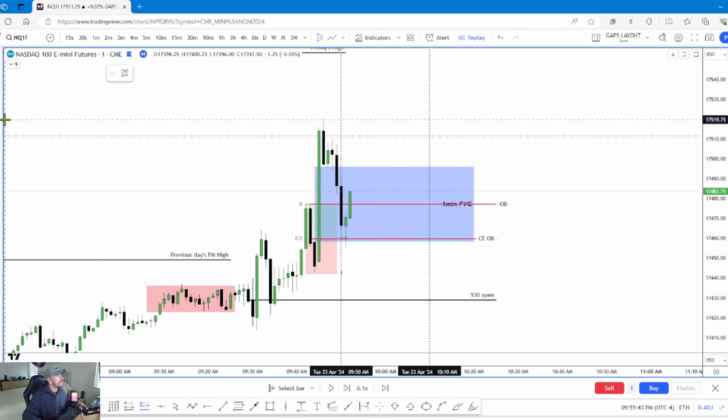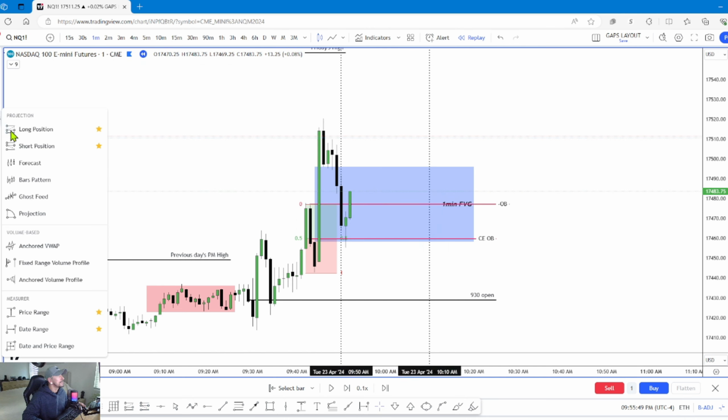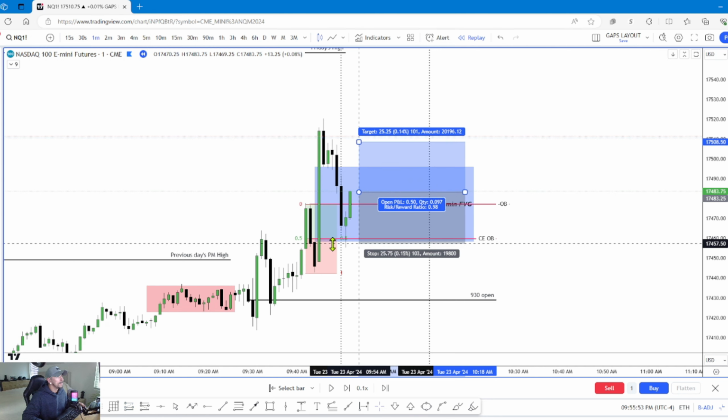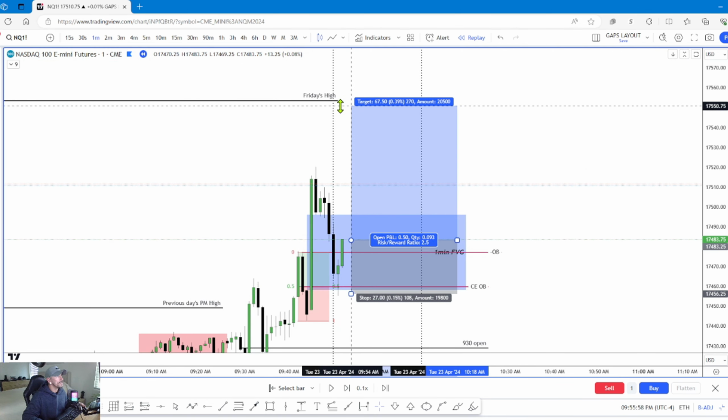So we could go ahead, since we have a lot of confirmations in here, enter. Oh, that's the wrong position. We want a long. We can take it in here, stops below this low, and we're going to target Friday's high.